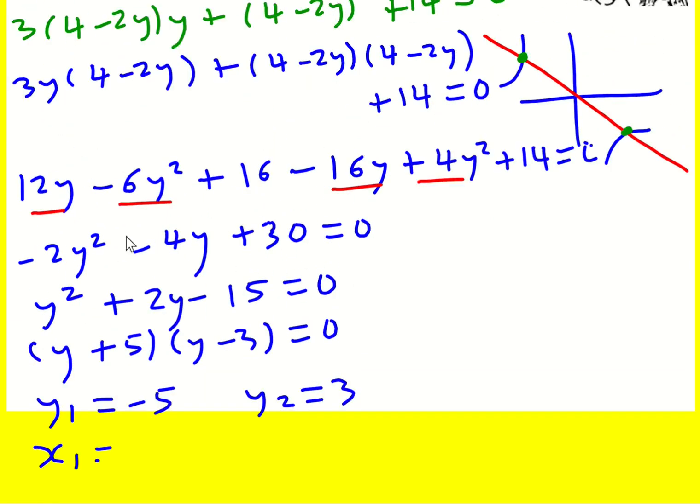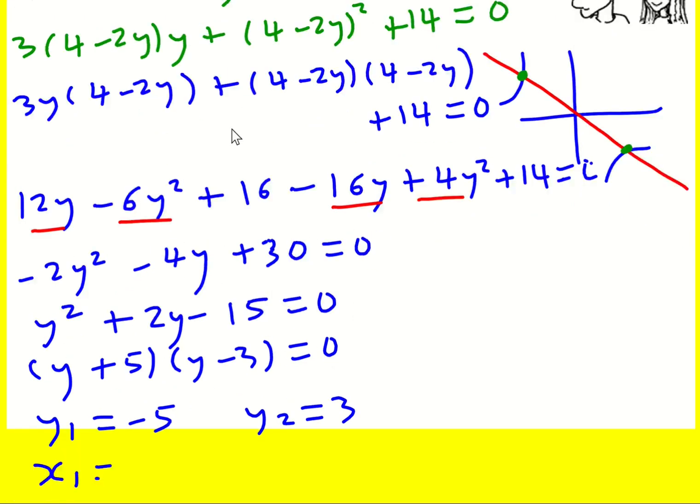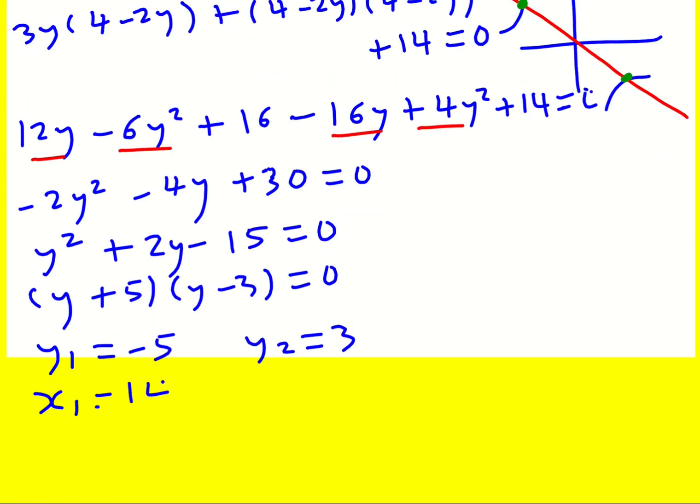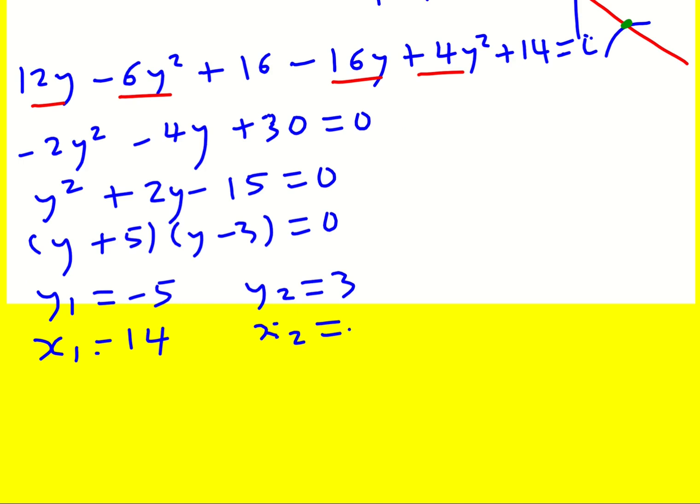x1 is going to be, when we put minus 5 in, we're going to get 4 minus 2 times minus 5, that's going to be 4 plus 10, 14. And x2, when I substitute 3 in, I'm going to get 4 minus 6, I'm going to get minus 2. So final answers are going to be 14, minus 5, or minus 2, 3.